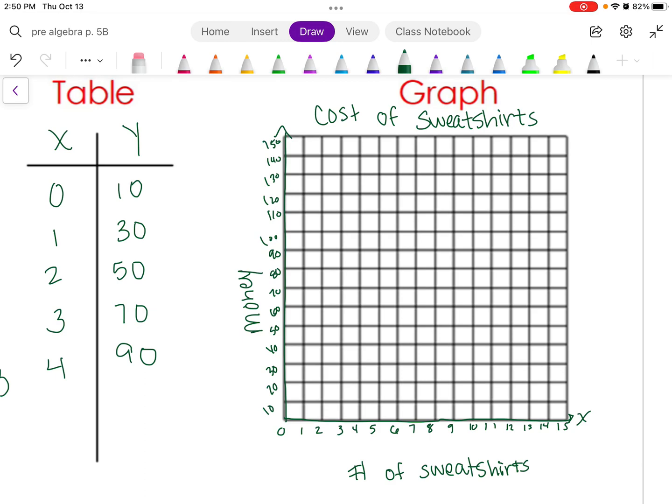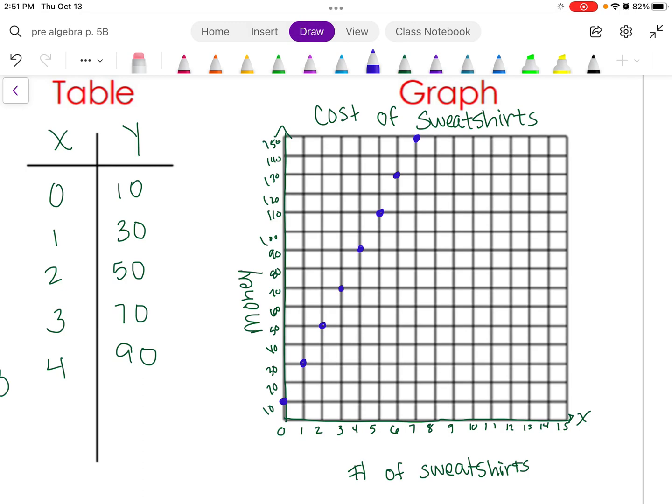So even if I buy 0 sweatshirts, I still need to pay $10. When I buy one sweatshirt, I pay 30, 2 sweatshirts, I pay 50, 3, 70, 4 sweatshirts is 90, 5 sweatshirts would be $110, 6 sweatshirts would be $130, 7 sweatshirts would be $150.